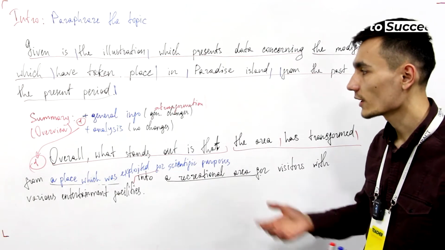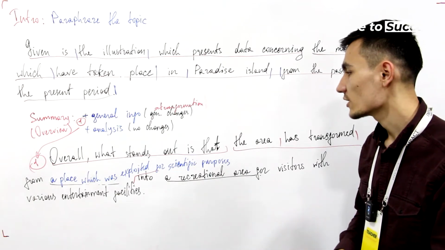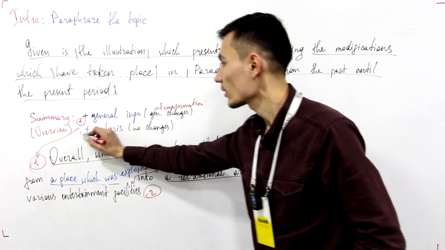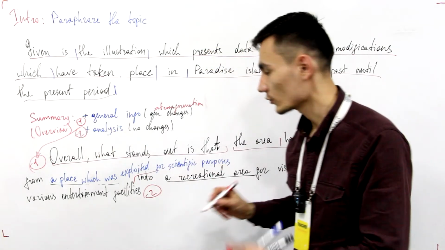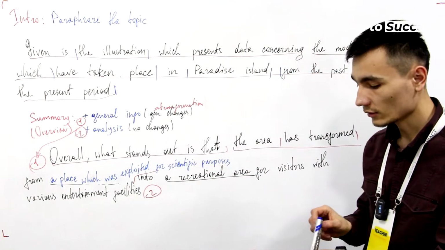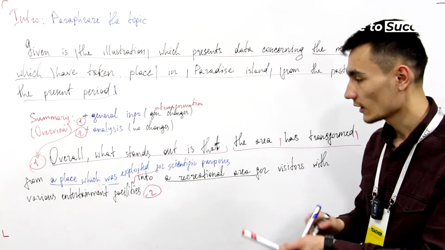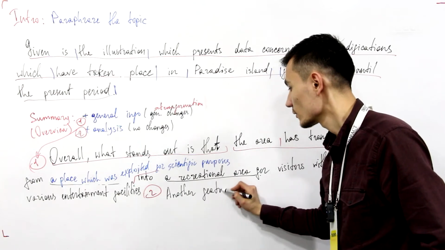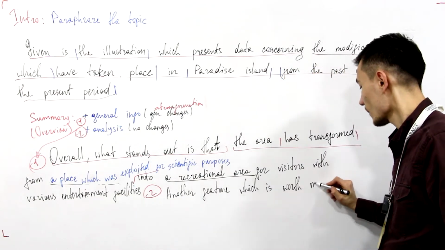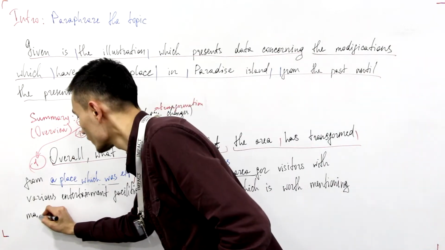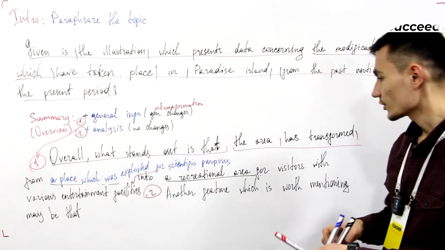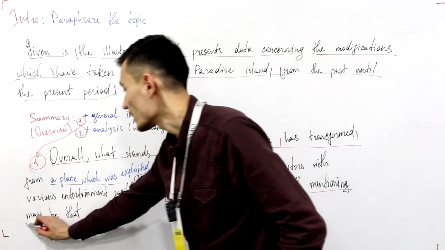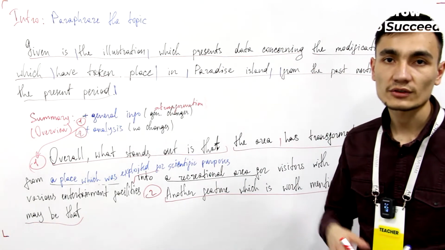And the next sentence should be analysis, which will give no changes here. And how do we start the sentence? Yes, it is the second sentence of ours. I would love to just point at it, but I cannot. It will mess up the text itself. So we'll write another feature, which is worth mentioning. We say "another feature which is worth mentioning may be that," and then you just give the changes.